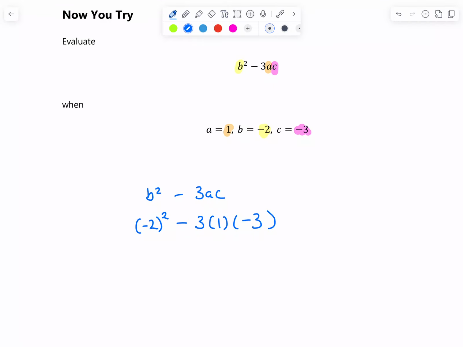-2 squared is +4, and -3 multiplied by 1 multiplied by -3 is +9. Okay, because it's basically 3 times 1, -3 times 1, which is -3, and then -3 times -3, which is +9. And so we're just left with 4 plus 9, which is 13.